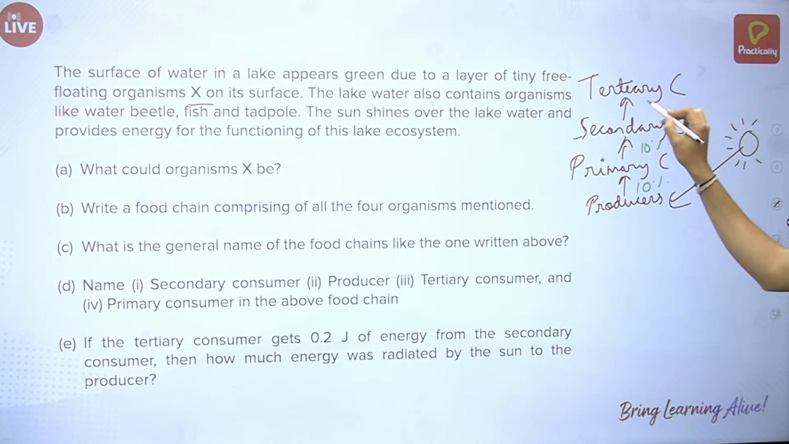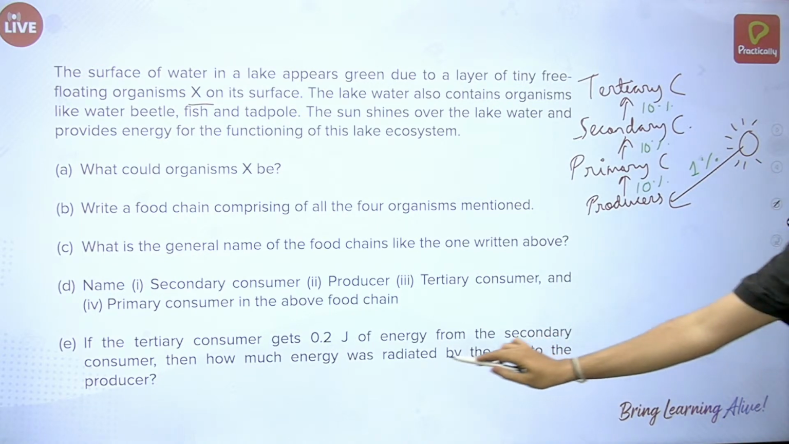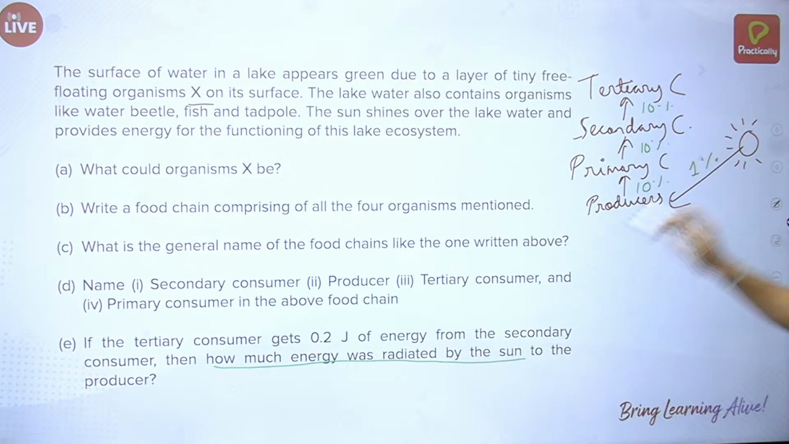be transferred to the next trophic level. And there is one more law which you have to remember, that from the sun, producers trap only 1% of the energy received from the sun. Okay. These laws we need to know. Now in the question they have asked how much energy was radiated by the sun, means how much energy the sun radiated to the producers.